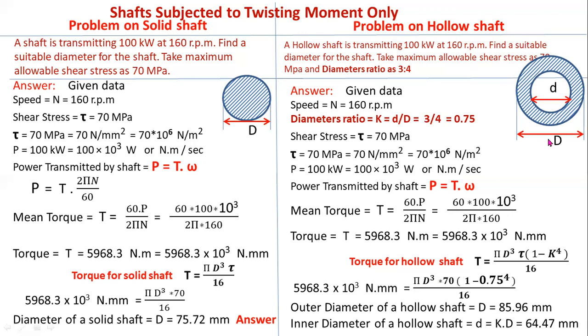There is only one difference between a solid shaft and a hollow shaft, and that is the torque equation for solid shaft and hollow shaft. Only this one and this one is the difference between solid and hollow shaft.